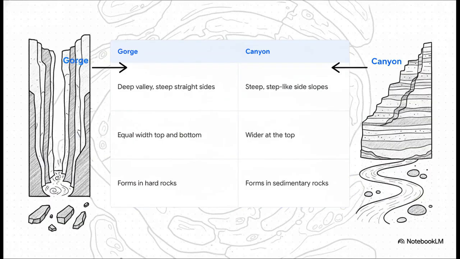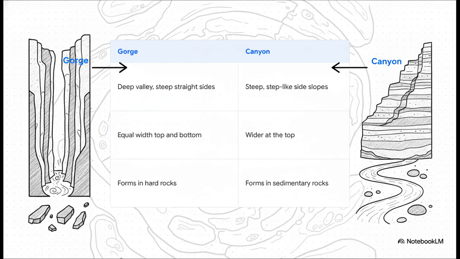Okay, so we just saw that incredible canyon a moment ago. But you've probably also heard of a gorge. So what's the difference? Well, it really just comes down to the type of rock and the shape it ends up with. Gorges tend to form in really hard, resistant rock, which creates these deep valleys with super steep, almost parallel sides.